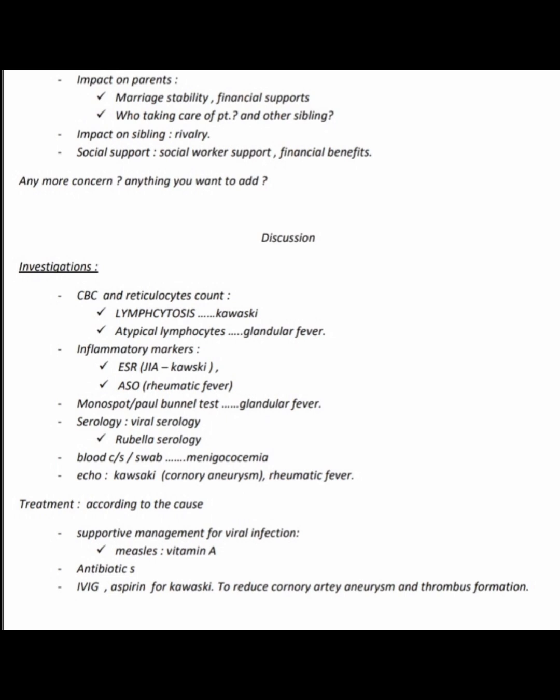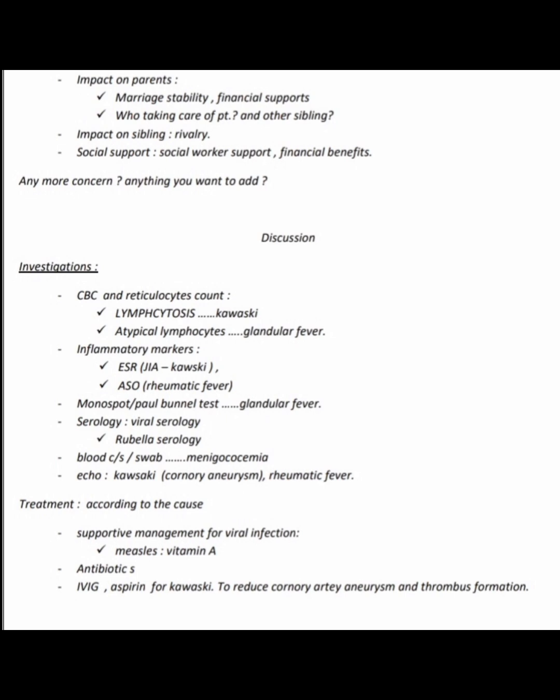Now discussion portion, two investigations for fever with rash, these are CBC and reticulocyte count. We find lymphocytosis in Kawasaki disease. Atypical lymphocytes we find in glandular fever. Inflammatory marker, that is ESR, is raised, we know, in JIA and Kawasaki disease. ASO titer increases in rheumatic fever. Monospot and Paul-Bunnell test we do for glandular fever or infectious mononucleosis.